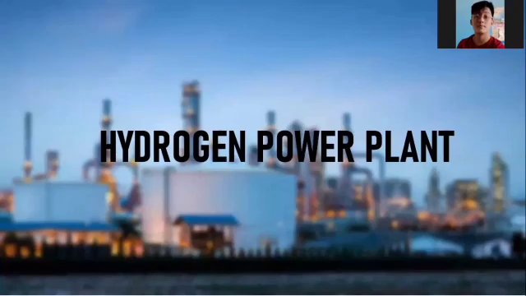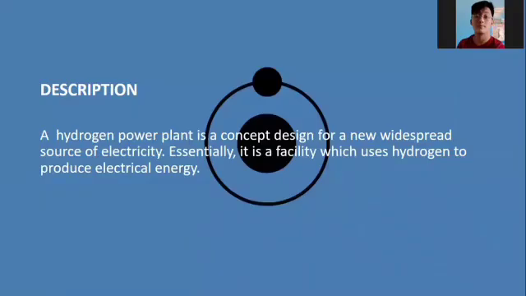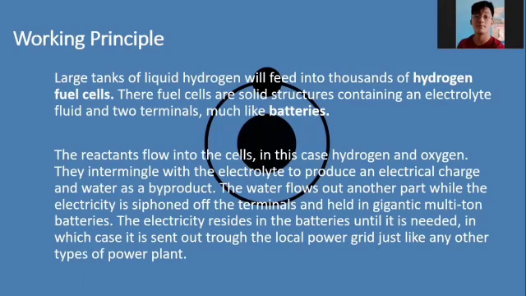Next, hydrogen power plant. Description: a hydrogen power plant is a concept designed for a new widespread source of electricity. Essentially, it is a facility which uses hydrogen to produce electrical energy. Working principle: large tanks of liquid hydrogen will feed into thousands of hydrogen fuel cells. These fuel cells are solid structures containing an electrolyte fluid and two terminals, much like batteries.